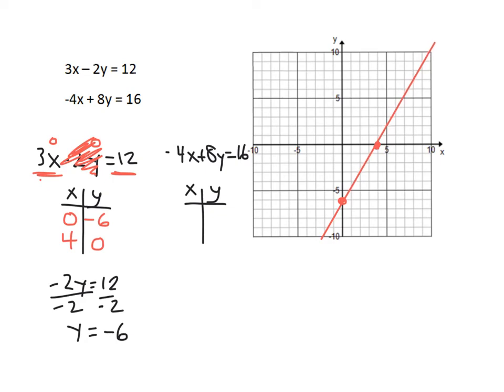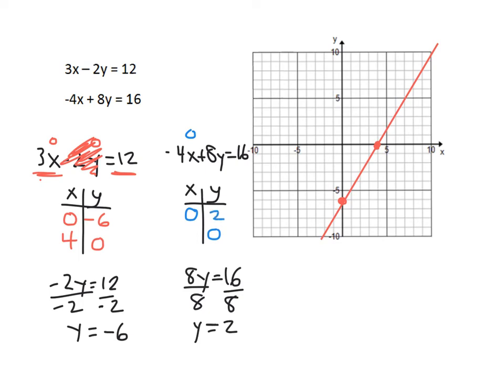All right, so for our second one, we're going to put a 0 in for x to find our y-intercept and a 0 in for y to find our x-intercept. When I put a 0 in here for x, all of this becomes 0, so we're left with 8y equals 16. If I divide both sides by 8, I get y equals 2. So our y-intercept is 2.